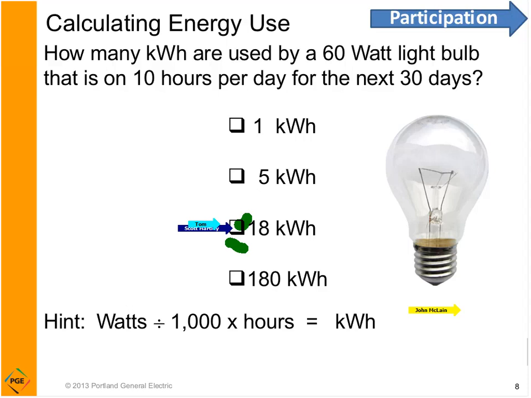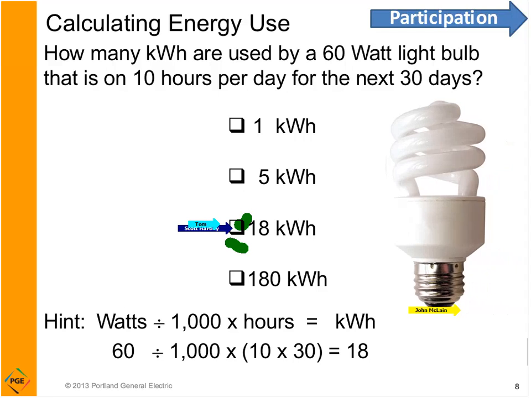Well, it looks like I have a very bright group today. They all said 18 kilowatt hours, so they're either all together right or all together not, and the answer is 18 kilowatt hours. 60 divided by 1,000 times 10 times 30 gets you 18. So let's look at the next part of this question.